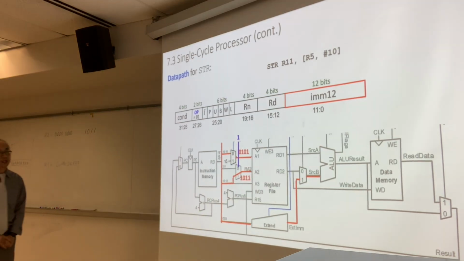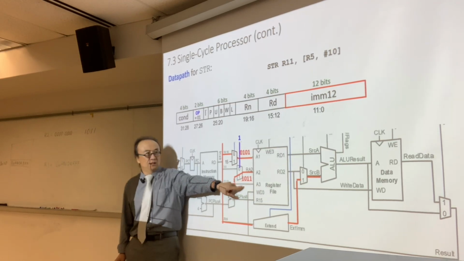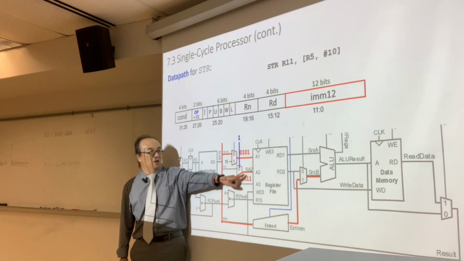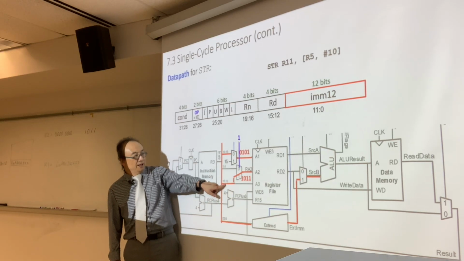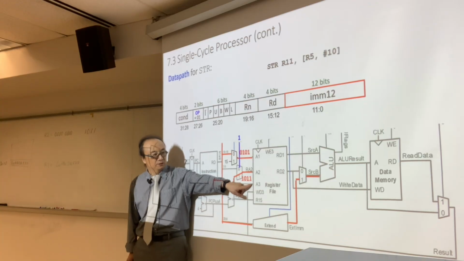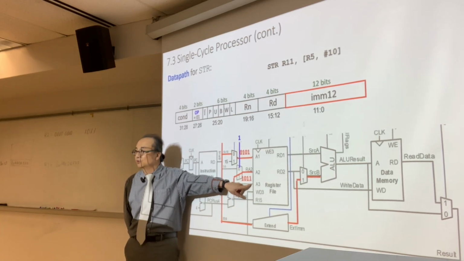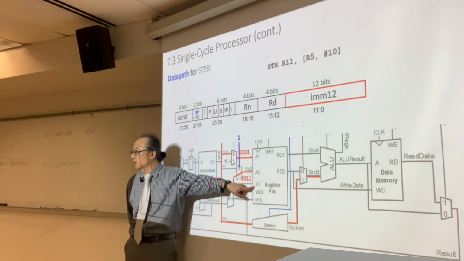When we had the LDR, we had this guy, right? A3. But for STR, we have this mux. We're going to choose 1, and the path is going to go that way. Well, there's also a path in here. So A3 is also 1011, but we are not going to use that value. So that's something we can control.